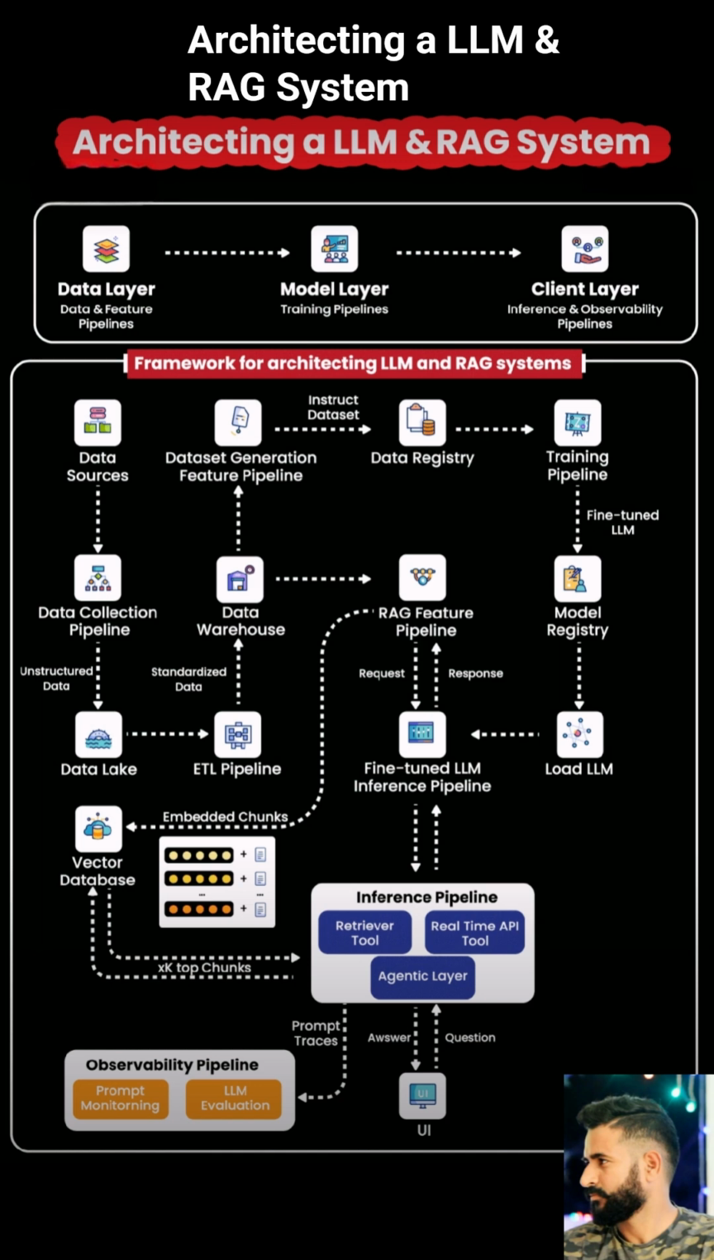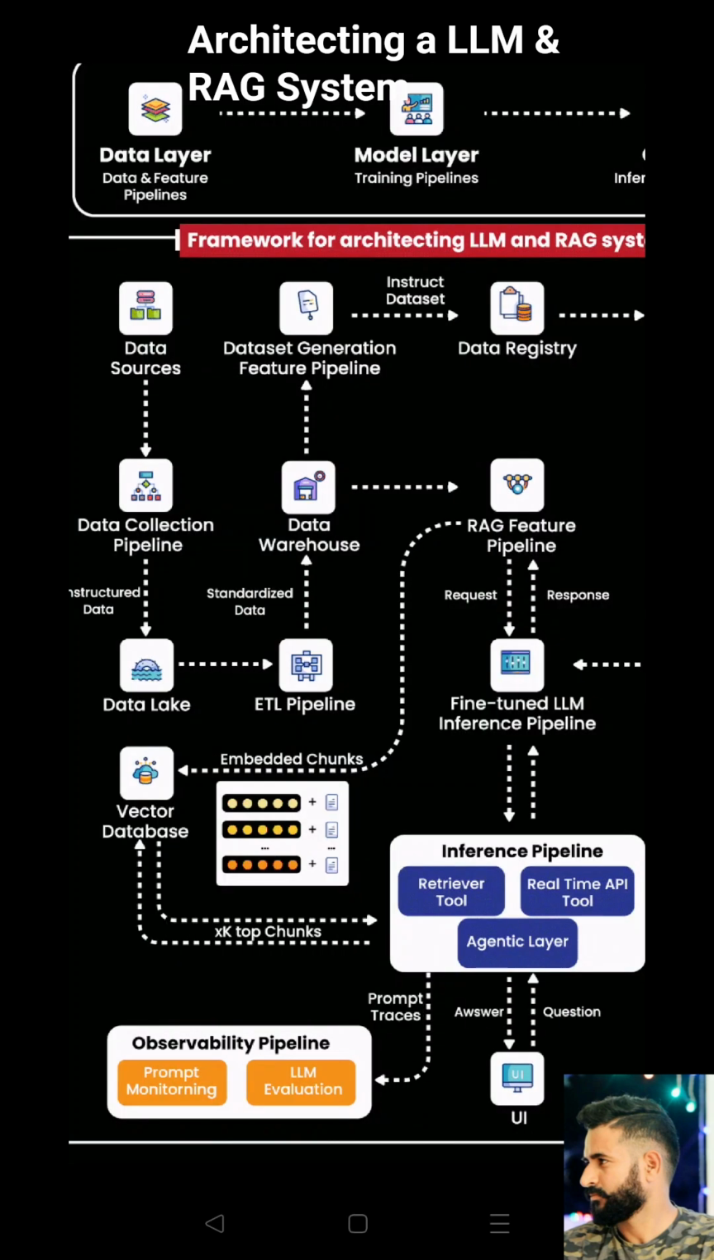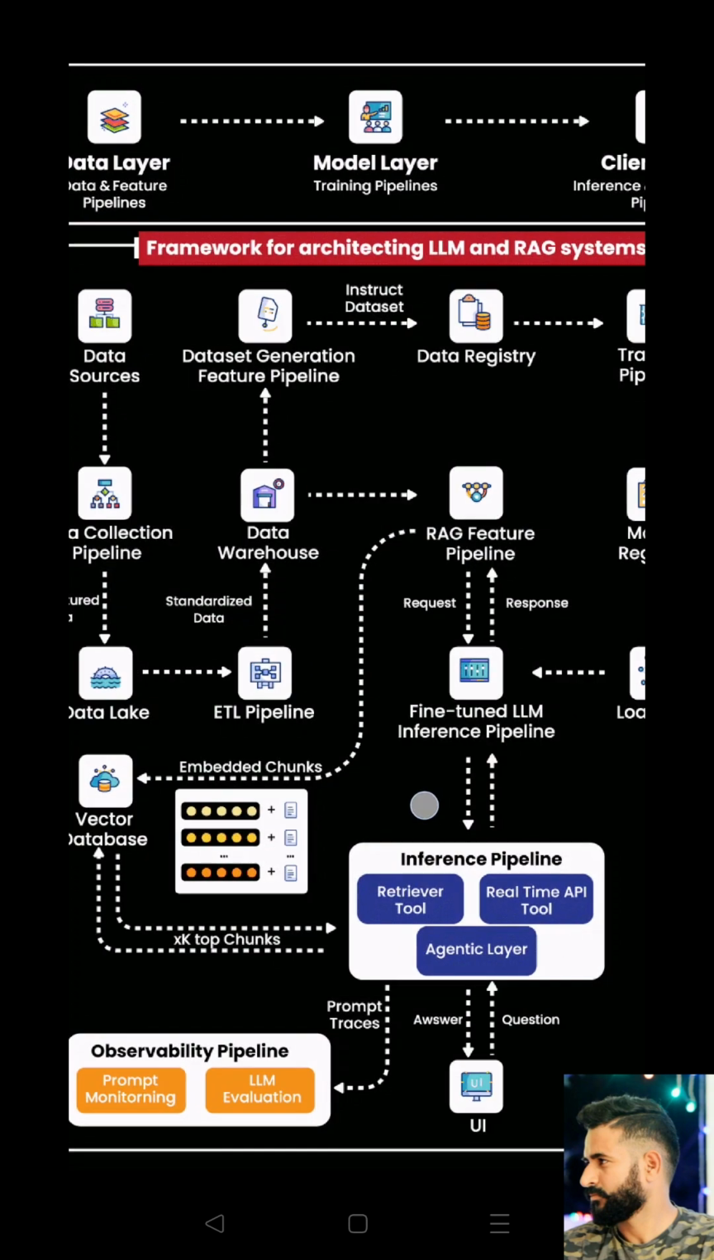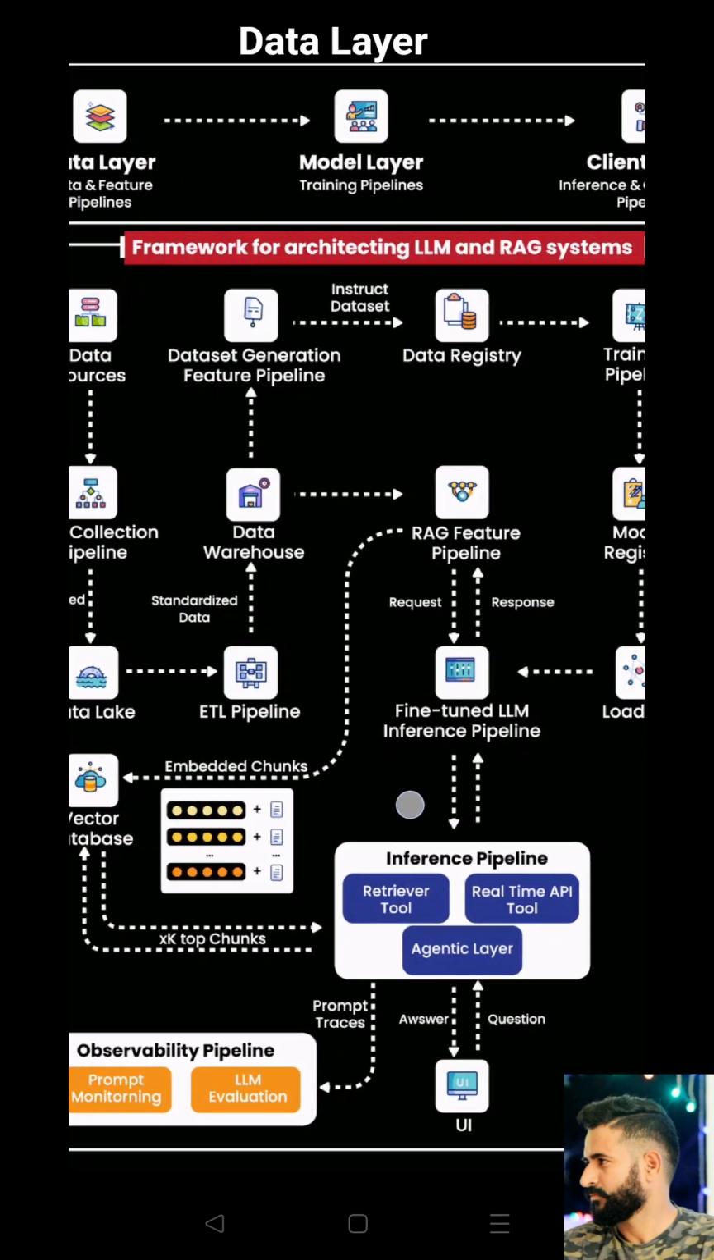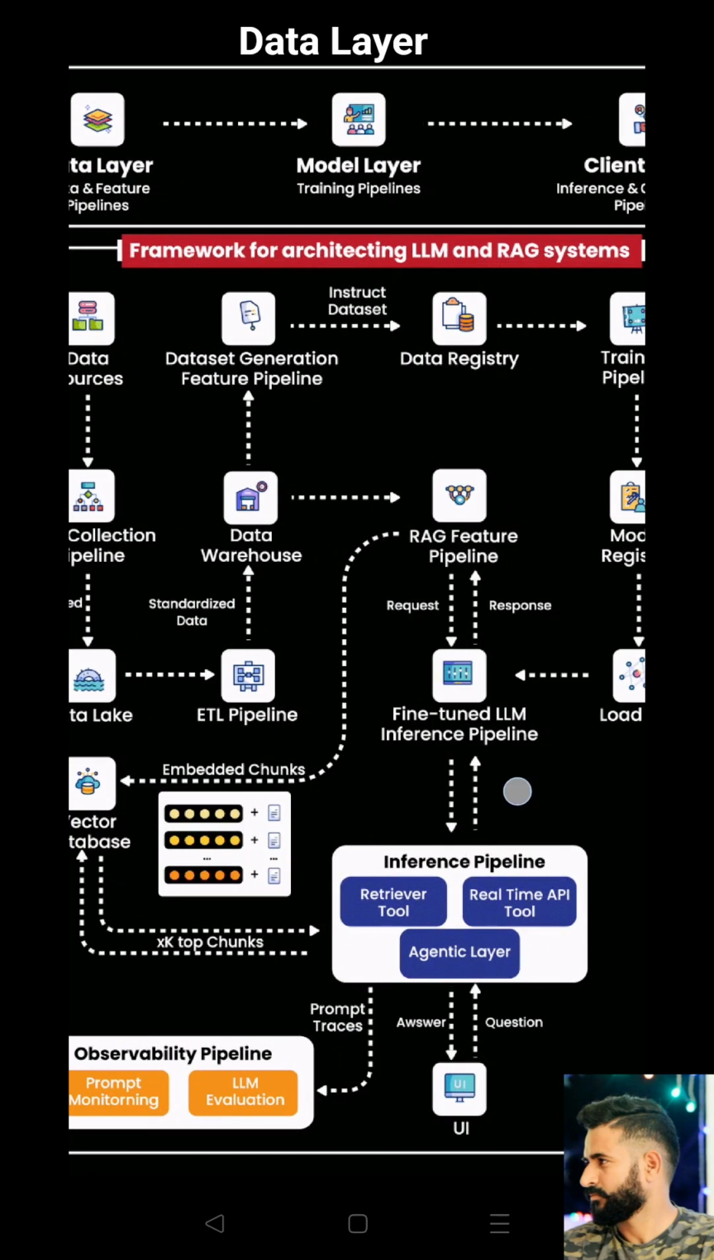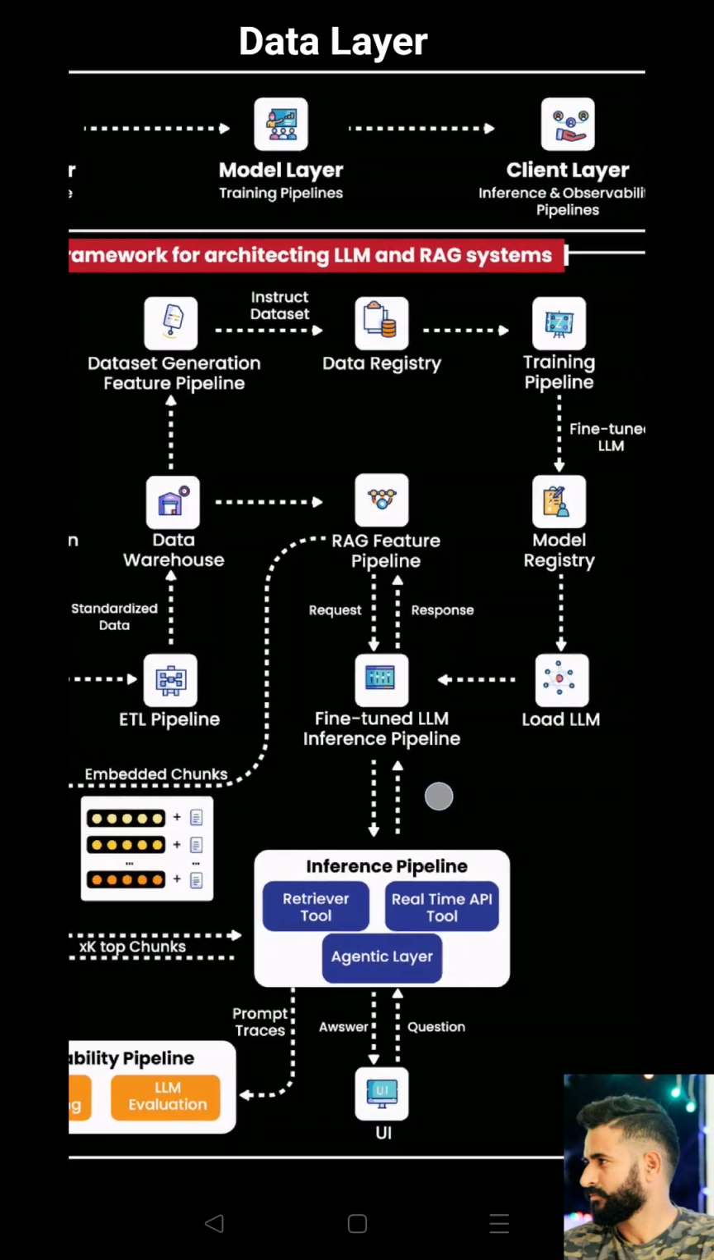Architecting a LLM and RAG system. A framework for architecting LLM and RAG systems, divided into three main layers. Data layer focuses on data and feature pipelines. Model layer focuses on training pipelines. Client layer focuses on inference and observability pipelines.